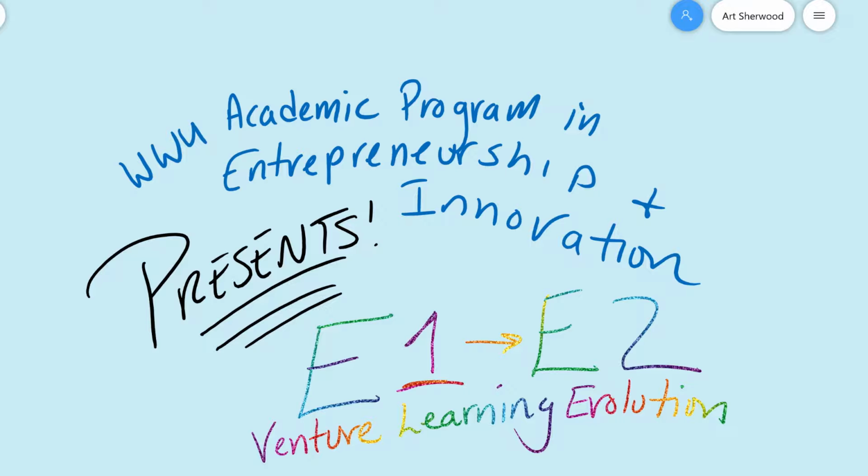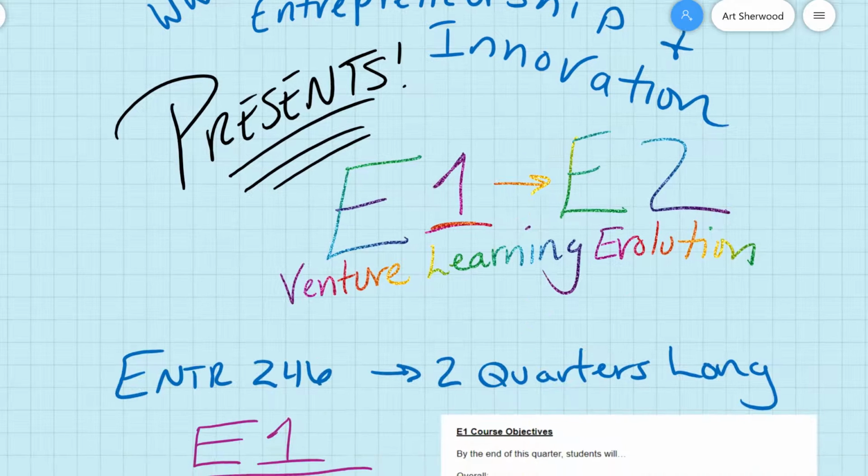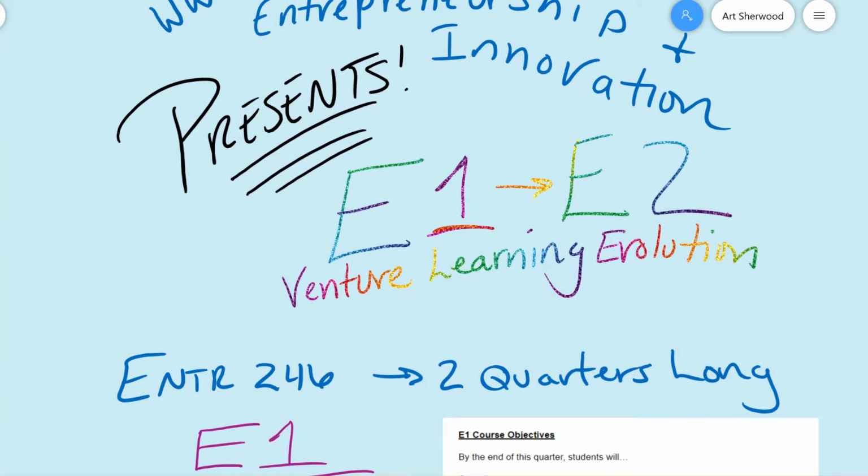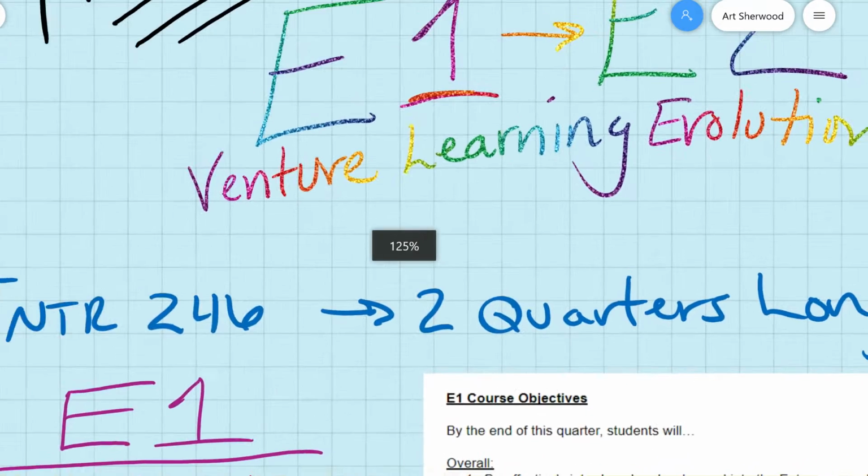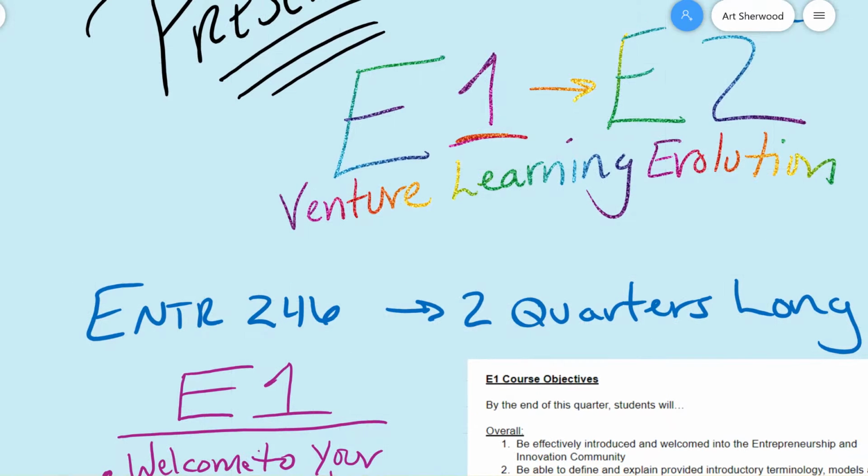I'm going to go over the advancement that you're going to experience moving from E1 to E2, particularly in your venture learning evolution. So let's go ahead and jump in. As you likely know, Entrepreneurship 246 is 2 quarters long. It starts with E1 and then moves on to E2.